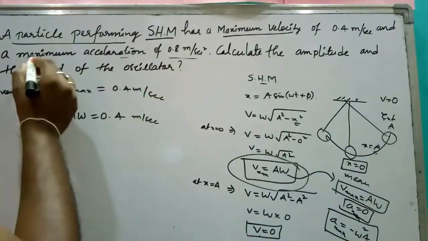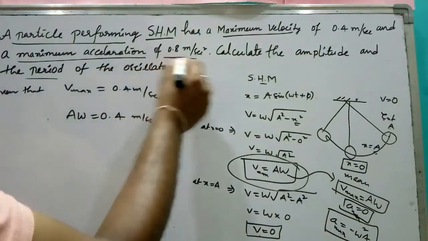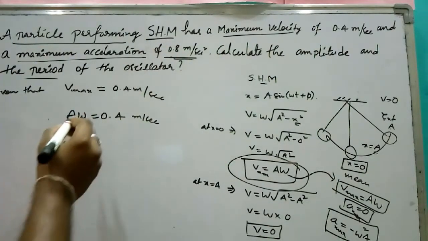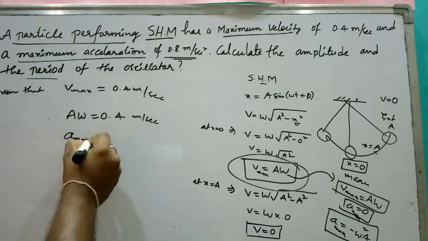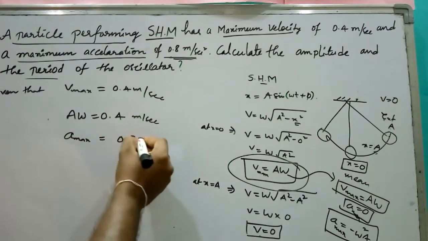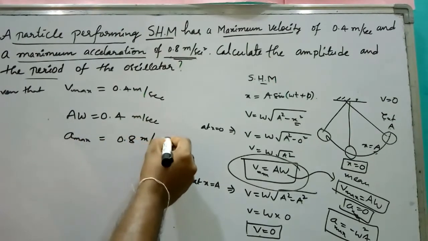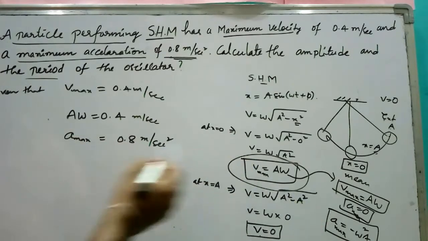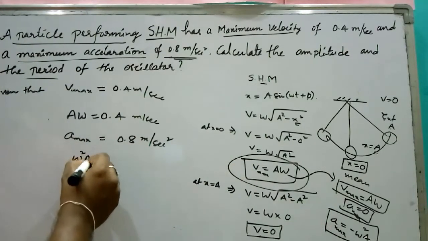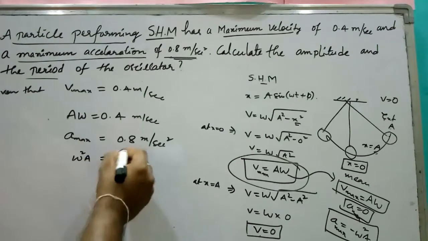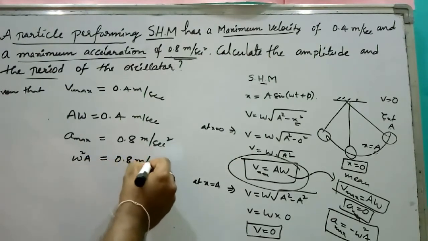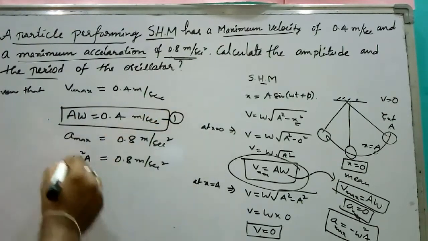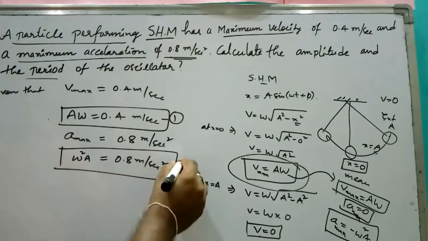Next, the maximum acceleration of this simple harmonic motion is 0.8 meter per second square. Nothing but a maximum equal to 0.8 meter per second square. What is the maximum acceleration formula for this simple harmonic oscillator? That is omega square a. This omega square a equal to 0.8 meter per second square. So this is the given data. Let this be equation 1, and this one equation 2.